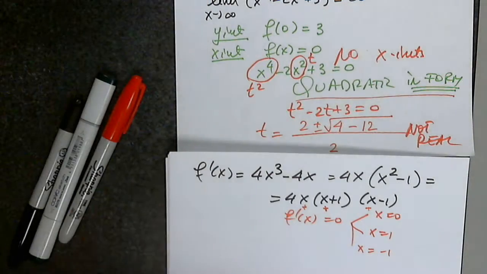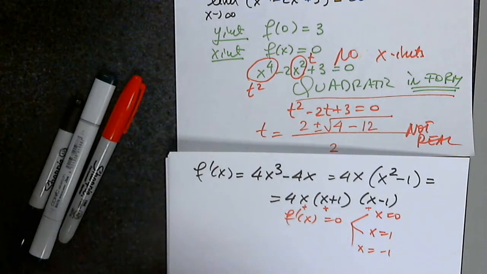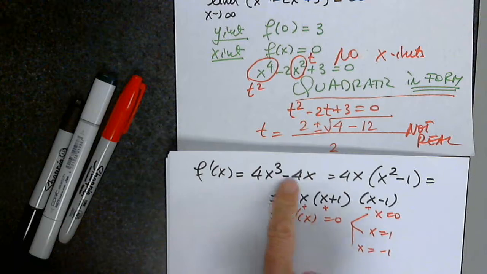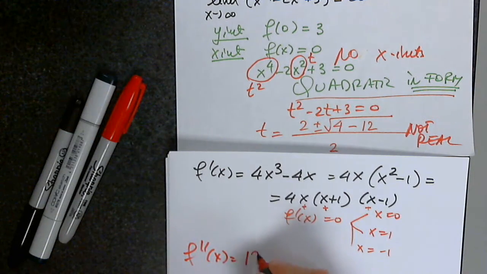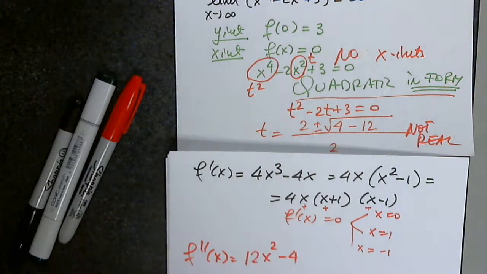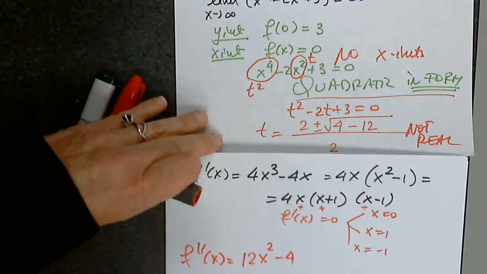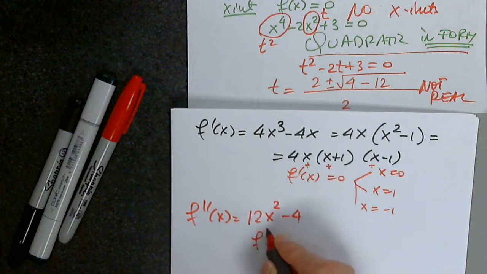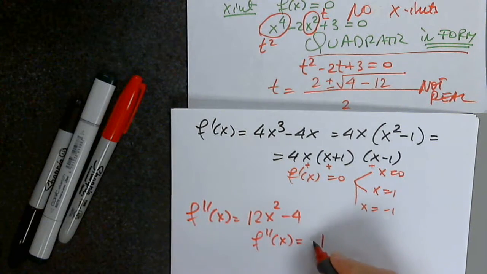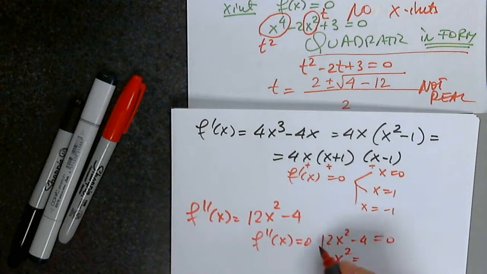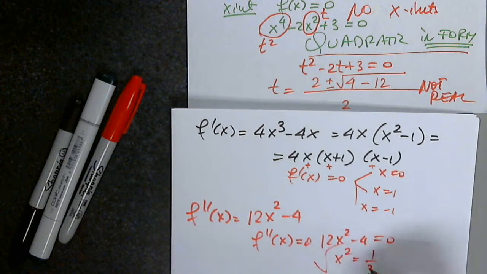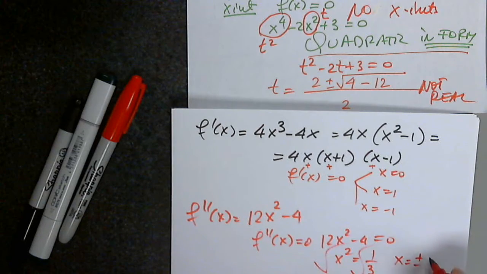Okay. Now I have to look at the second derivative. This is what I am going to differentiate, correct? Not all this, this. So the second derivative is 12x squared minus 4. I set this equal to 0. So I have 12x squared minus 4 equals 0, or x squared equals 4 over 12, 1/3. And I have to take the square root. If I forget this plus or minus, I'm in trouble.